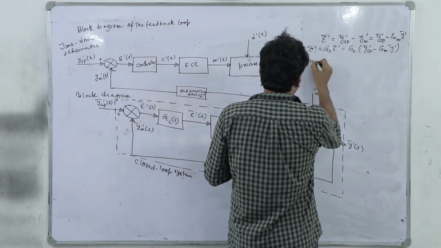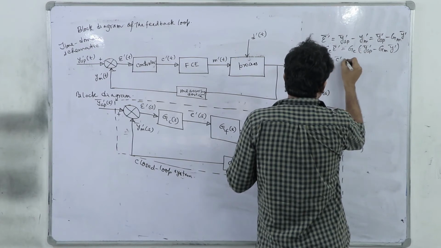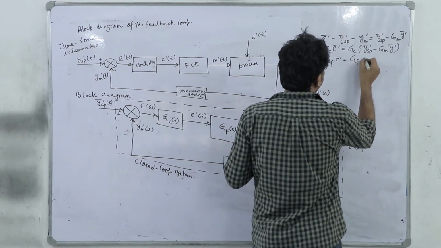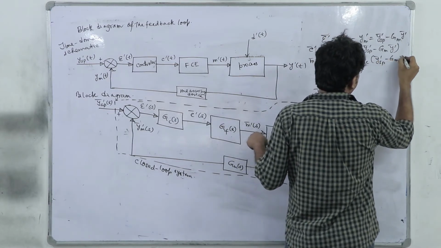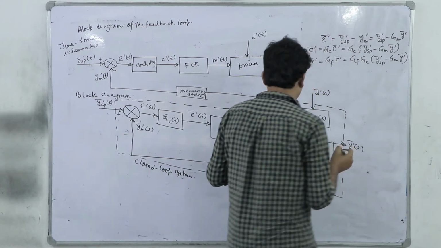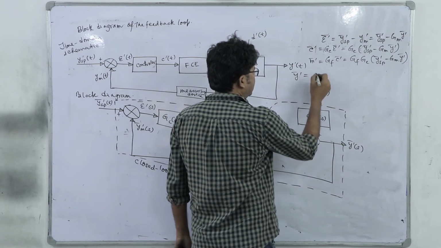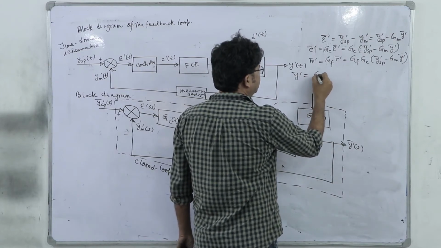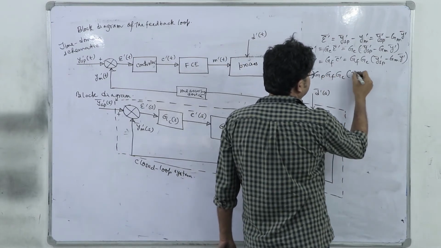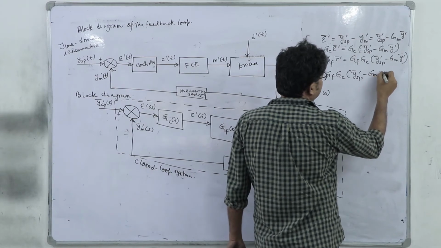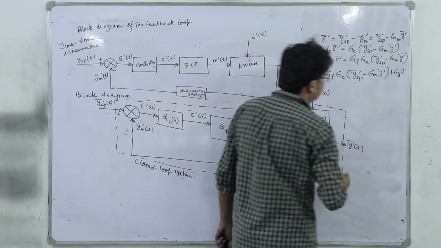Now M prime bar is Gf into C prime bar. So Gf into Gc into ysp prime bar minus Gm into y prime bar, right. Next it is being added and produces again y. So y prime bar is equal to Gp into Gf into Gc ysp prime minus Gm into y prime bar plus Gd into d prime bar.